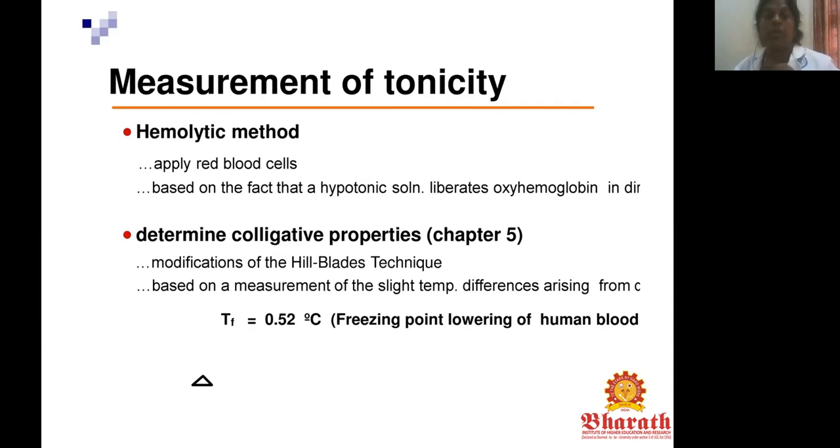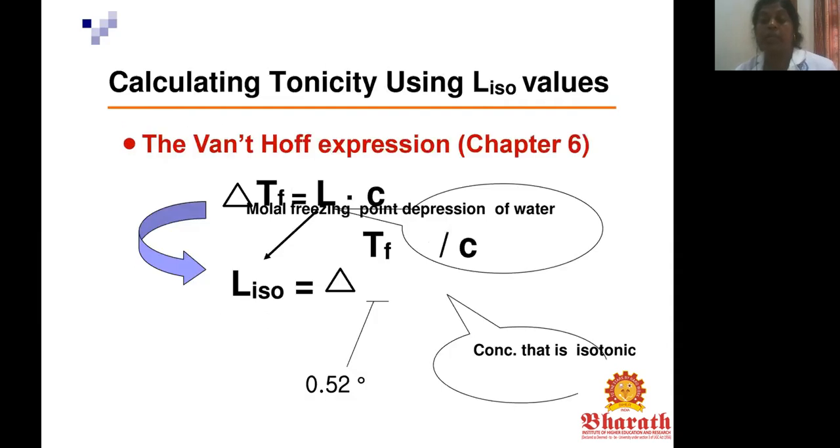Tonicity measurement: determination of colligative properties. Here a modification of the Hill-Baldes technique takes place, based on the measurement of the slight temperature differences arising from the tonicity. So Tf is equal to 0.52 degrees Celsius, the freezing point lowering of human blood.